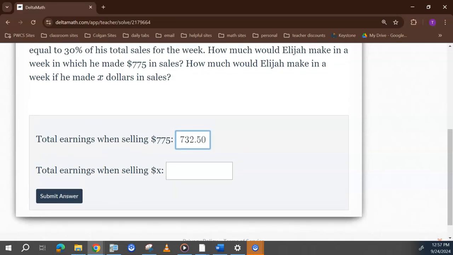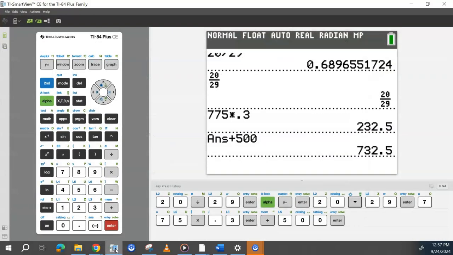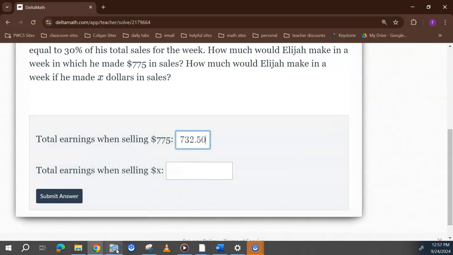Then the second part, how much would Elijah make in a week if he made X dollars? So now instead of giving you some number, they're saying, how could I figure this out for any amount? So instead of that number, you're going to put X in. So what we did on our calculator was multiply this and 0.3. So that's where X would go. But I'm going to put the number first as 0.3X.